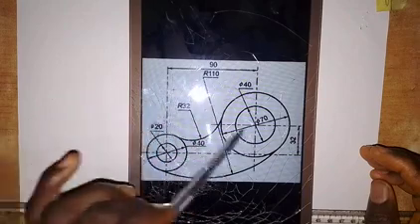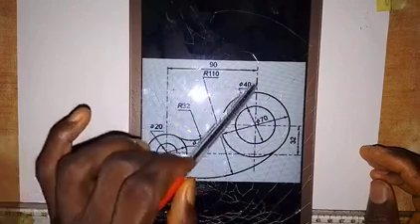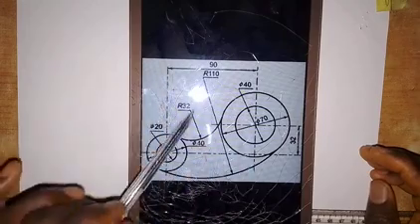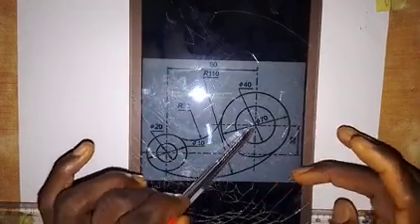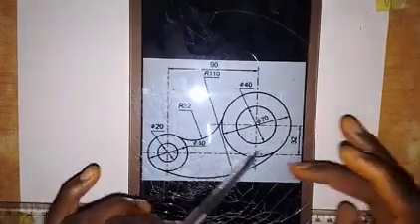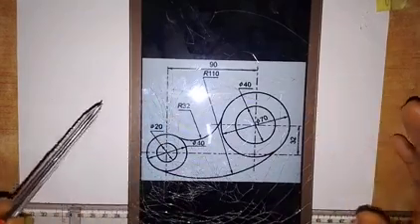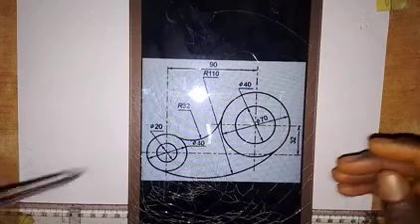The center distance of this circle and this circle on the vertical is 90. And then we have that the horizontal center distance here is 32. So we are going to make use of these dimensions to replicate this object that we have here. So let's start and see how it goes.